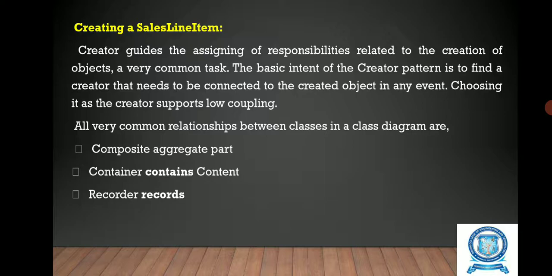Now, let us create a sales line item. The creator guides the assigning of responsibilities related to the creation of objects, a very common task. The basic intent of the creator pattern is to find a creator that needs to be connected to the created object in any event. Choosing it as a creator supports low coupling. Very common relationships between classes in a class diagram are composite and aggregate part, container contains the content, recorder records.